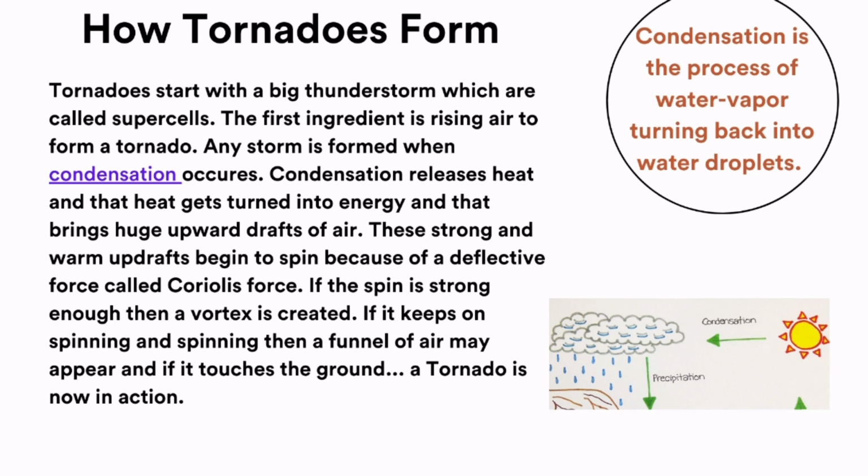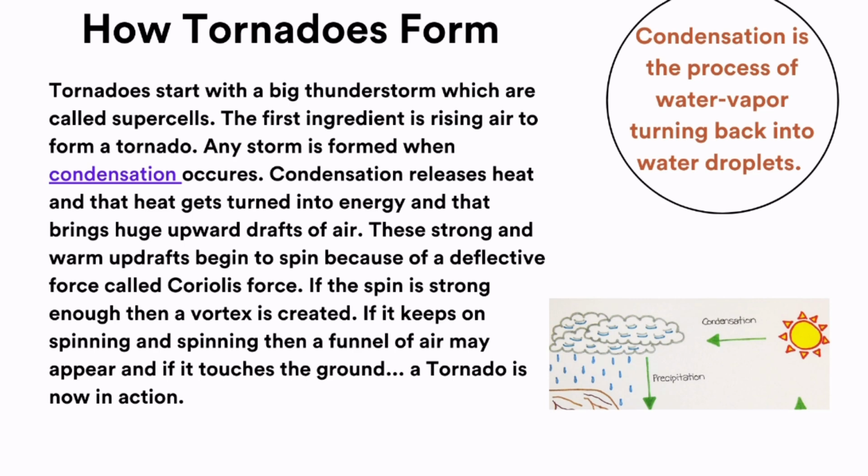These strong and warm updrafts begin to spin because of a deflective force called Coriolis force. If the spin is strong enough, then a vortex is created. If it keeps on spinning and spinning, then a funnel of air may appear, and if it touches the ground, a tornado is now in action.